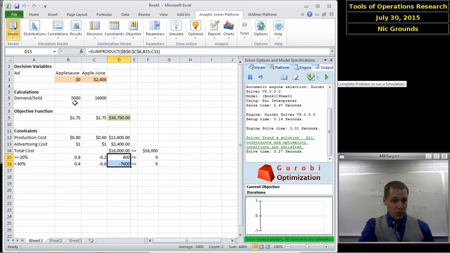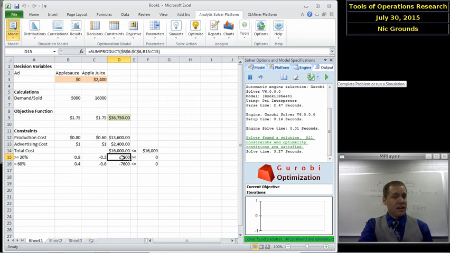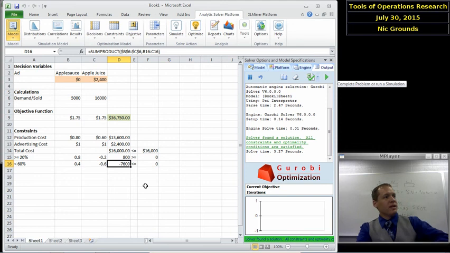I agree, certainly we're probably near 20 because obviously applesauce 5,000 is much less than apple juice 16,000. But also this 800 is closer to the 0 than negative 7,600. Okay? All indications say we're making the right amount between 20 and 60%, close to, but not equal to 20%. Okay, you could compute this if you wanted to.